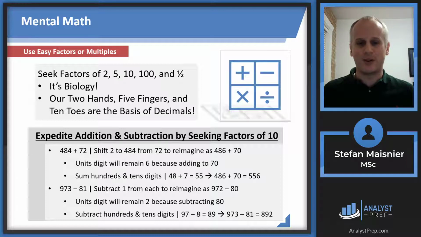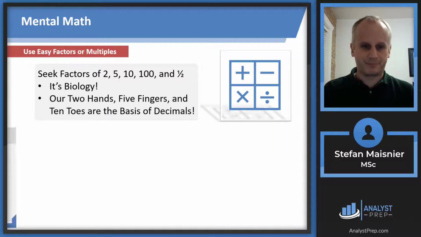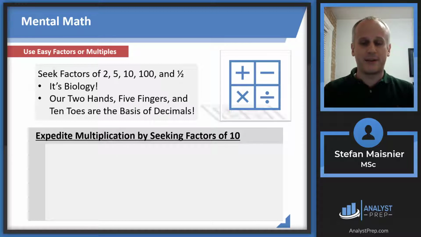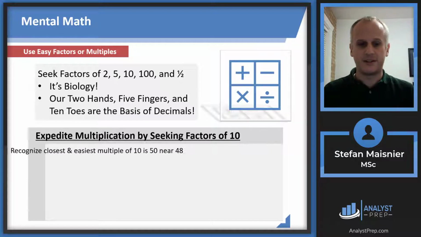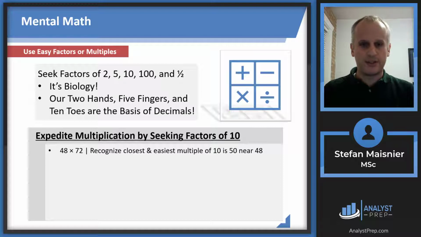Obviously, more practice will help, but hopefully you're seeing how using these factors of 2, 5, 10, 100, and a half, and exploiting our own biology can help you work through your mental math more easily. These examples are honestly probably a little bit more complex than you can expect on the exam, but they're used to show you how the concepts and the fundamentals work here. So if you want to expedite multiplication, you can do so by seeking factors of 10 as well. This is a more realistic GMAT kind of manipulation compared to, say, the addition and subtraction, to be honest.